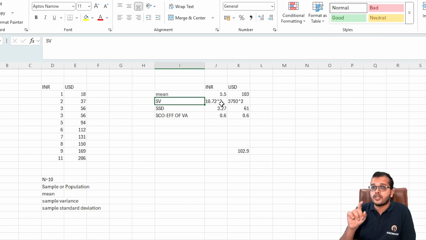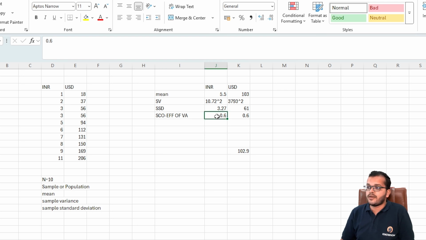Now if we carefully observe, my dear viewers, the sample coefficient of variation we considered is the same, 0.6 for Indian rupees and 0.6 for US dollars. So the two data sets have the same variability.